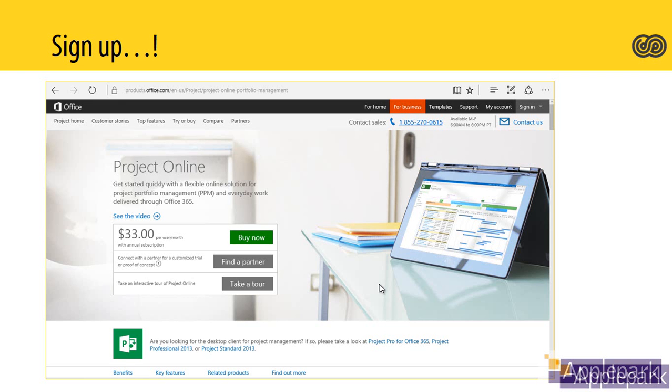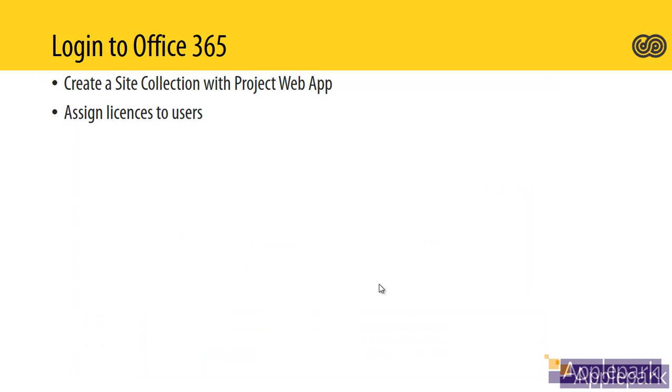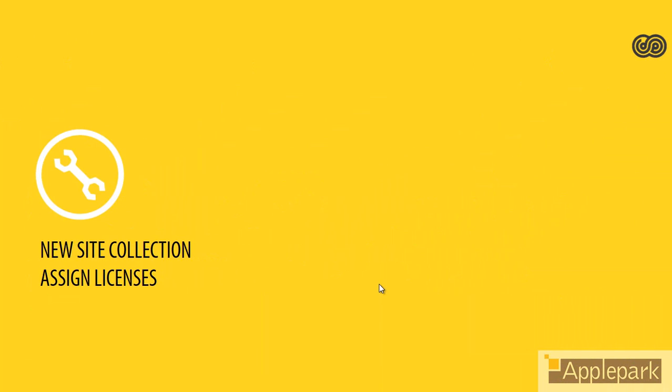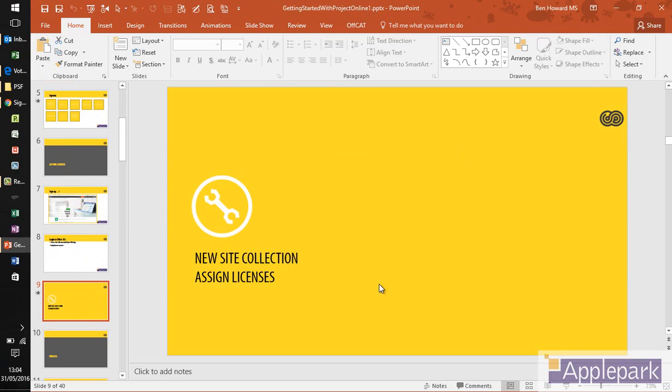First thing I'm going to assume you do, or you need to do, of course, is get yourself an Office 365 account and sign up for Project Online. These screenshots I took from the web last week, so they're pretty comprehensive and pretty up to date. So we sign up for this application called Project Online. What we need to do, obviously, for that is log into Office 365. Once we've signed up and we've kind of paid our money, then we need to go and create a site collection with the Project Web app, and we can assign some licenses to users. So let's go and do that. So straight into a demo.